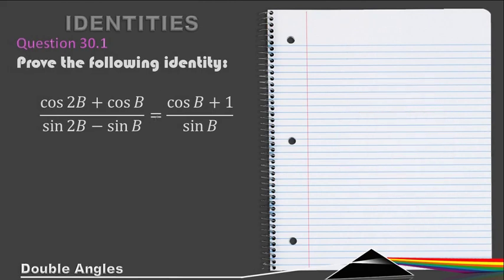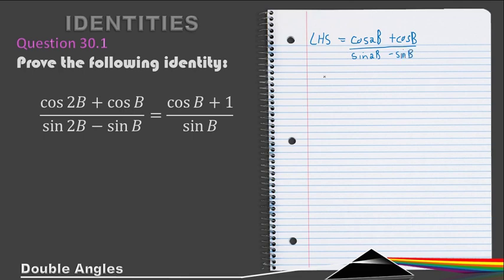Okay, so question 30.1 says prove the following identity. Now here, I guess we're going to start with the left hand side since we see there's double angles in both of them. So if we start off with that, we get left hand side is equal to cos 2b plus cos b over sine 2b minus sine b.